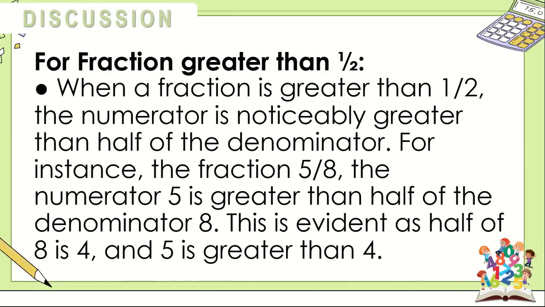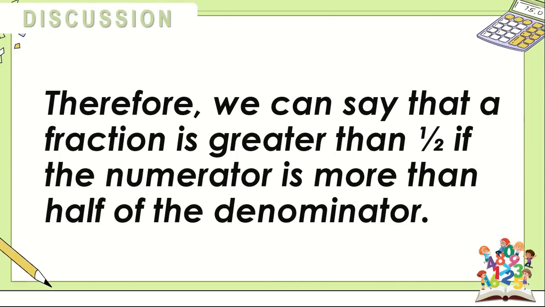For fraction greater than 1/2, when a fraction is greater than 1/2, the numerator is noticeably greater than half of the denominator. For instance, the fraction 5/8, the numerator 5 is greater than half of the denominator 8. This is evident as half of 8 is 4 and 5 is greater than 4. Therefore, we can say that a fraction is greater than 1/2 if the numerator is more than half of the denominator.